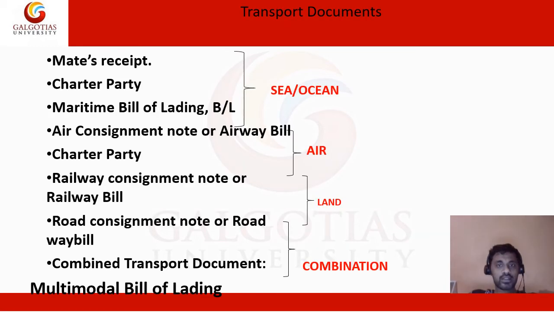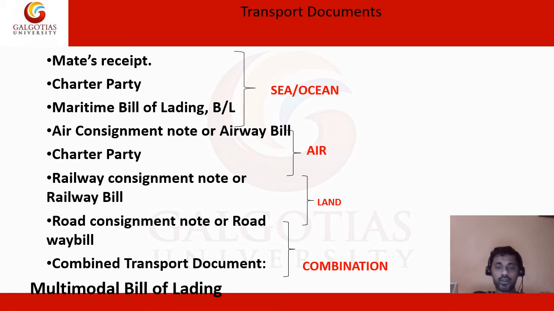This slide will tell you in detail about the different transport documents that are required for different modes of transport, which was one of the agenda of today's class, if you remember the objectives of today's lecture. Transport documents are broadly categorized into four types: sea or ocean, air, land, and combination. If we talk about sea or ocean, the transport documents will include mate's receipt, charter party, and maritime bill of lading.